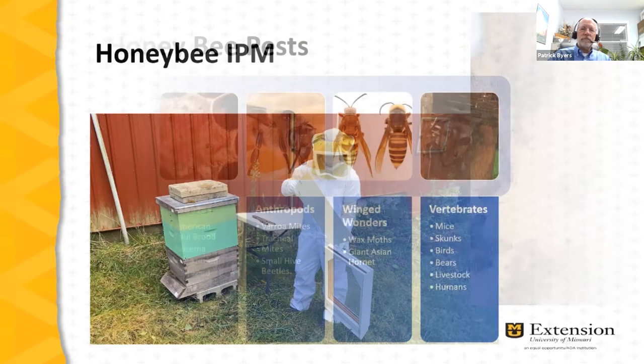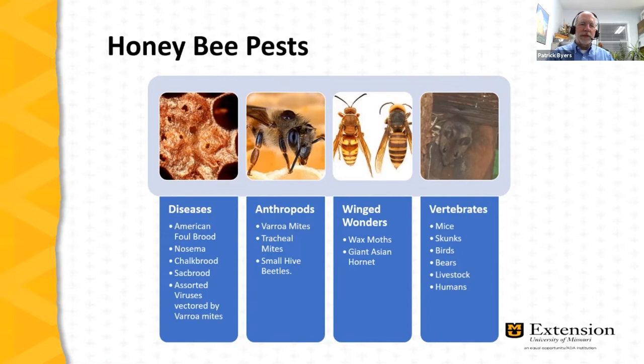So here's an example of some of the honeybee pests that have to be considered. And a number of these are not new problems. They've been around for some time, things such as American foul brood and Nosema and chalk brood. But we are seeing the rise of new problems such as these virus issues that are becoming a part of sudden colony collapse disorder. These viruses are vectored by varroa mites. And varroa mites in particular are a very damaging pest that is a recent arrival here in North America.